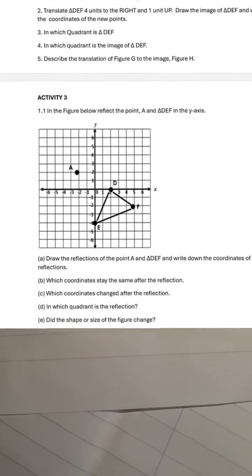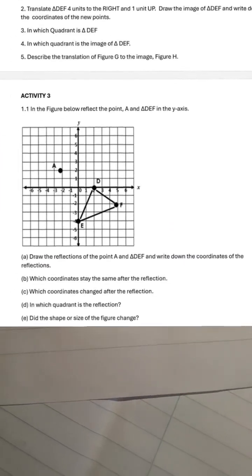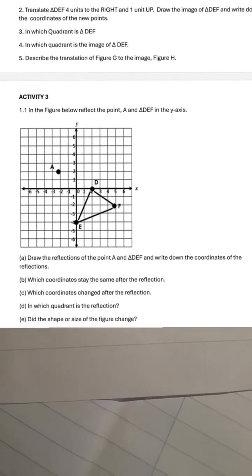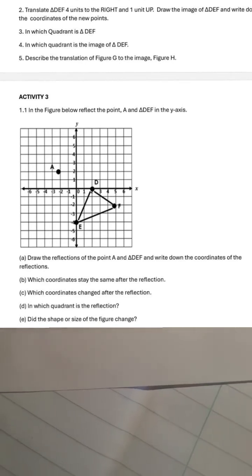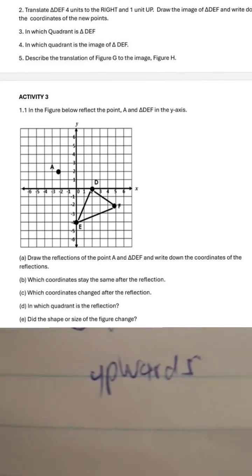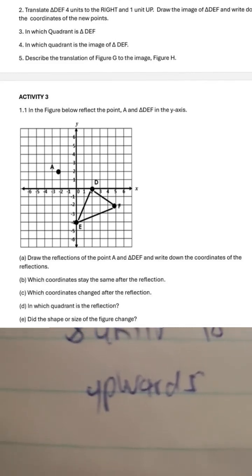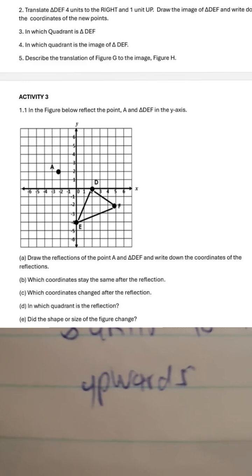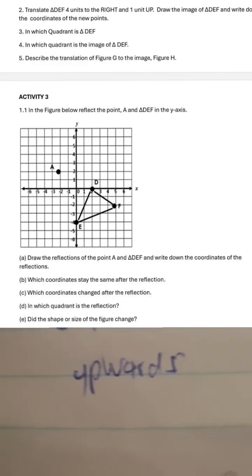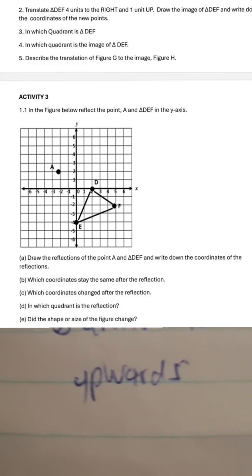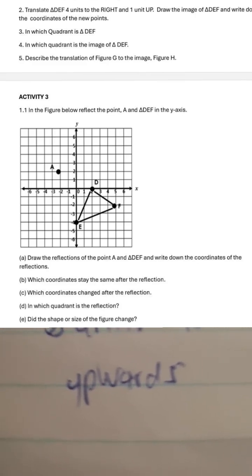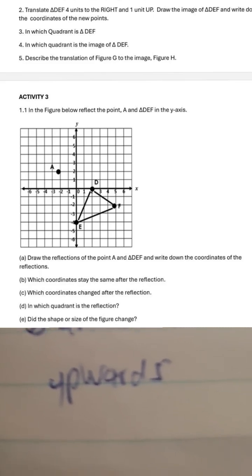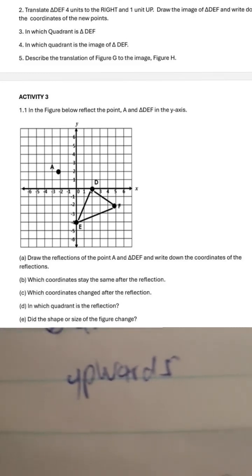Okay, so now we have activity 3 that we need to go to here on the screen. Can you see? In the figure below, reflect the point A and triangle DEF in the y-axis. In the figure below, reflect the point A and triangle DEF in the what? In the y-axis.